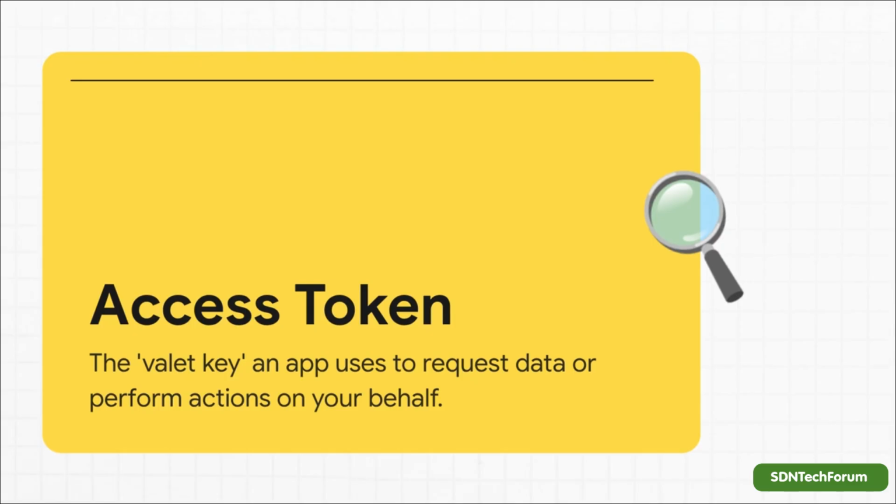This is it. This is the digital valet key we've been talking about. To us, it's just a long string of random characters, but to the app, it's the key that lets it go to Google's API and say, hey, I have permission now, let me see those contacts. And the most important part?